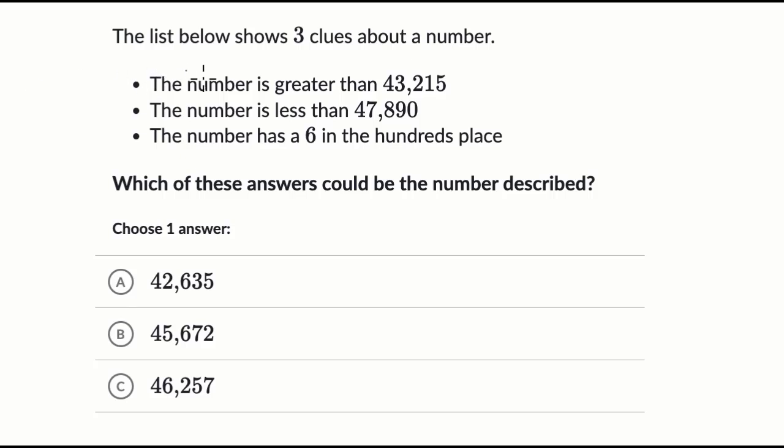We're told the list below shows 3 clues about a number. And they say which of these numbers could be the number described. So why don't you pause this video and try to do this before we do this together. Okay, now let's do this together.